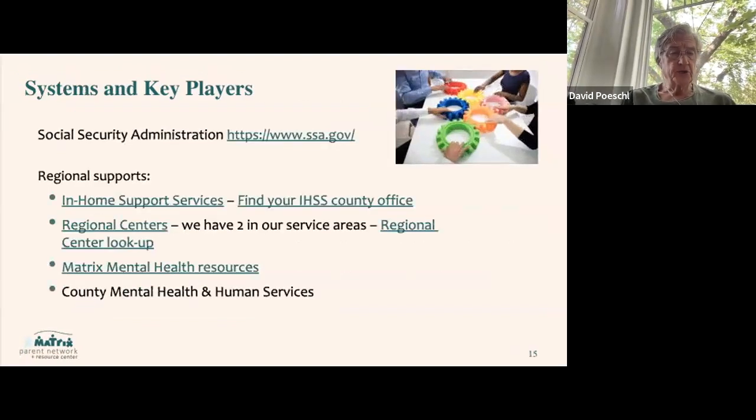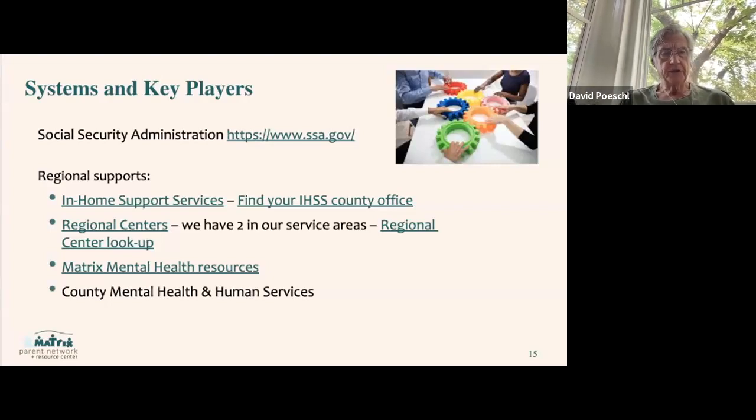Social Security Administration: a lot of times children are applying for SSI throughout the time, so that's just a link there. Regional supports: there are in-home support services, and then regional centers. We have two regional centers in our area, the Golden Gate Regional Center, which covers Marin County, and the North Bay Regional Center, which covers our other three counties.